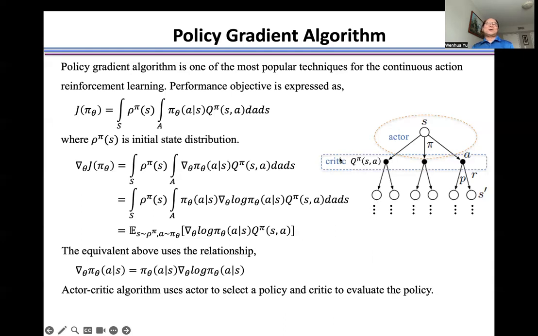Right now, for the stochastic policy, let's see how we can use the actor-critic method to search for the optimal policy. Because this part just searches for the policy, we define this part as an actor. This part uses the Q function to evaluate the policy. We call this the critic.